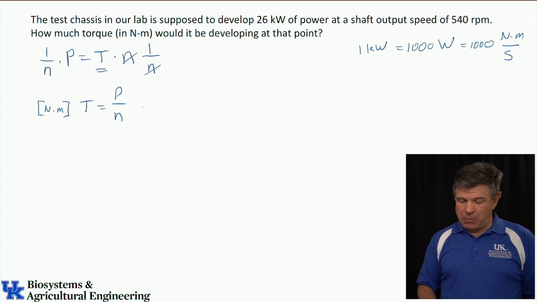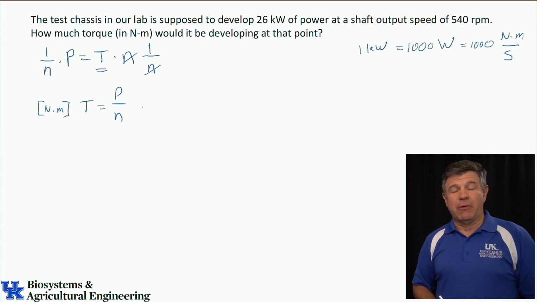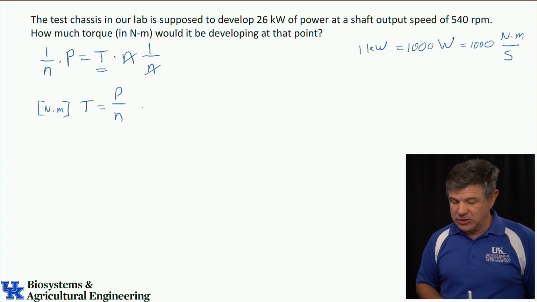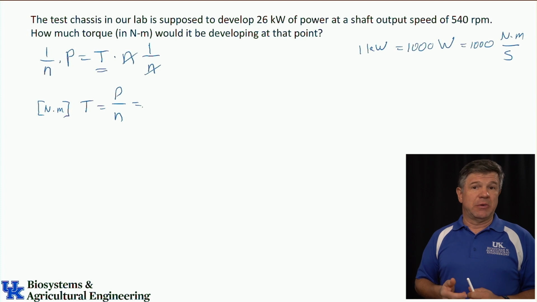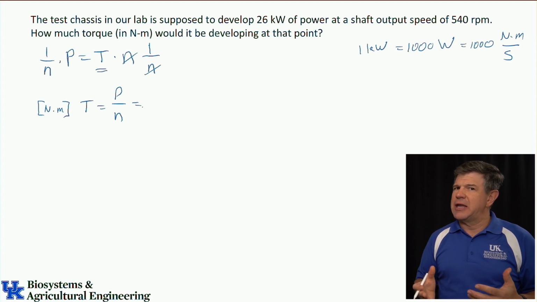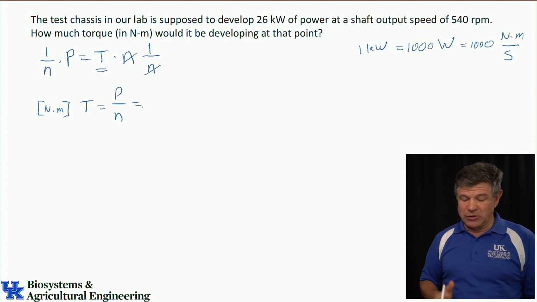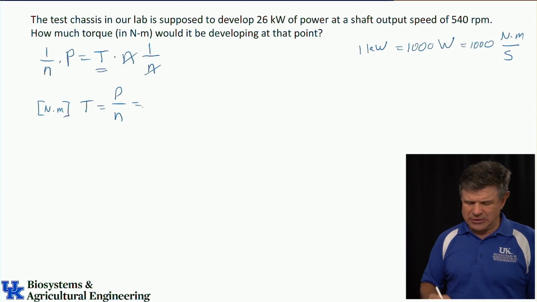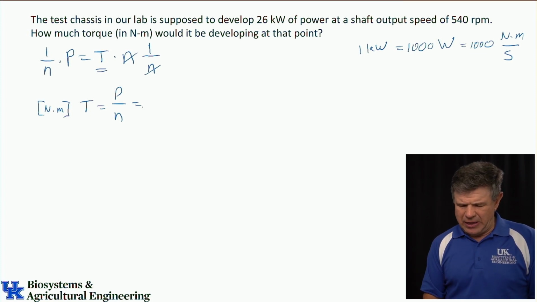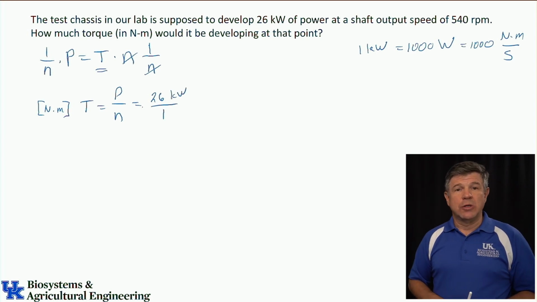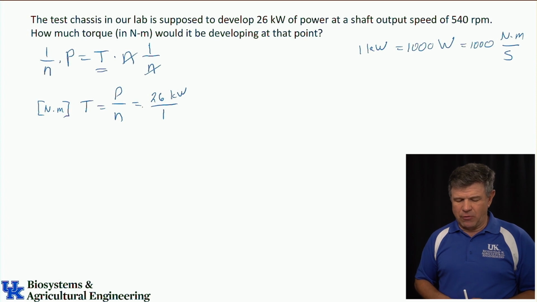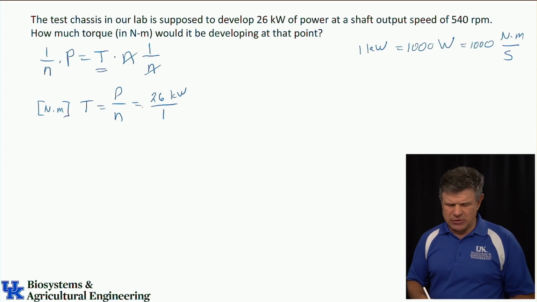And so when I put the power in this equation, my power is 26 kilowatts, and I could just make that 26,000 Newton meters per second, or I can write it down and go through all those conversions if I want to make sure I don't make any mistakes. So let's go ahead and do that. Let's write it all out. So I have 26 is my unit, and that's a kilowatt. And that's over 1, since there's no units underneath that. We just put that over 1 to make it a fraction. So that's the power, first thing I put in there.